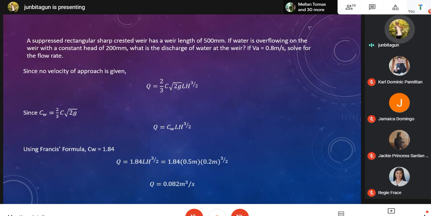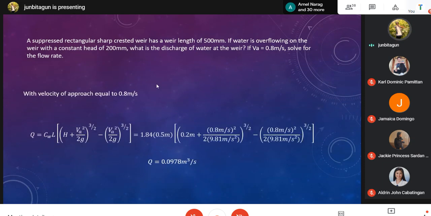Even in the board exam, guys, wala kang mahanap na value ng Chezy's C. Di ba? Eh, rectangular naman siya, suppressed pa. So, ano gagamitin mo? Alalahanin mo na lang na may empirical value tayo ni Francis. Francis formula of CW 1.84. Pwede nyo gamitin yan kasi hindi mo masosolve to, kulang yung given. And makukuha nyo na yung flow rate of 0.082 cubic meters per second. Okay? Ganito lang kasimple.